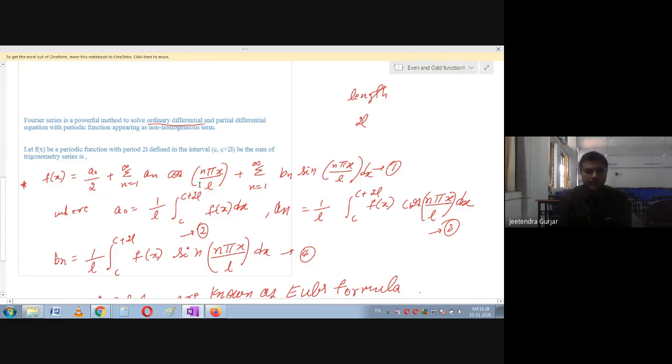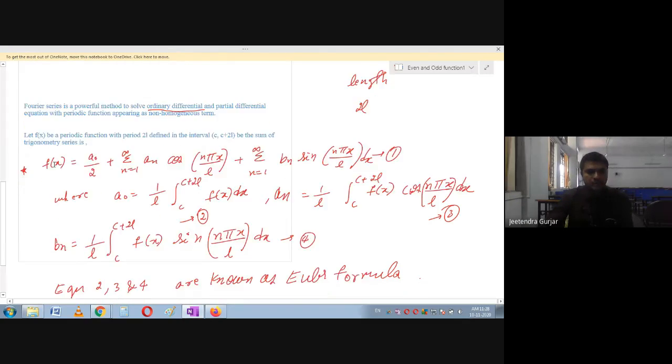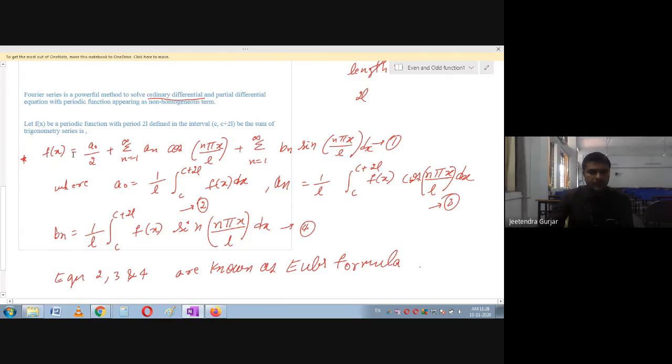Let f of x be a periodic function with period 2L defined in the interval c to c plus 2L. The sum of the trigonometric series is, and this is very, very important, f of x is equal to a naught upon 2 plus summation n from 1 to infinity a n cos n pi x upon L, where L is nothing but the half-length, plus summation n from 1 to infinity b n sin n pi x upon L.